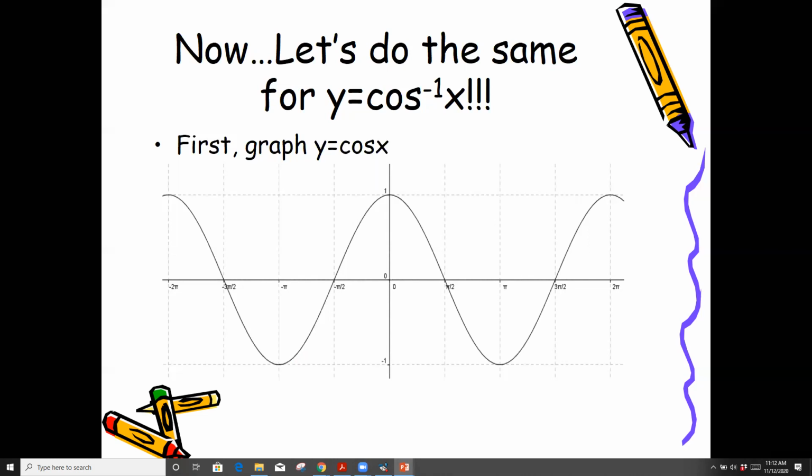Cosine's a little different because of what happens if I truncate it. Watch. If I cut the graph between pi over 2 and negative pi over 2, what's the issue there if I were to change x and y and only use that interval?